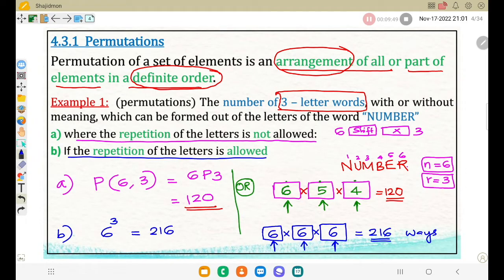Now what is the meaning of this 6 power 3? 6 means the n number, correct? So we can write it as a rule: n power 3, where 3 is the r number. So n power r.